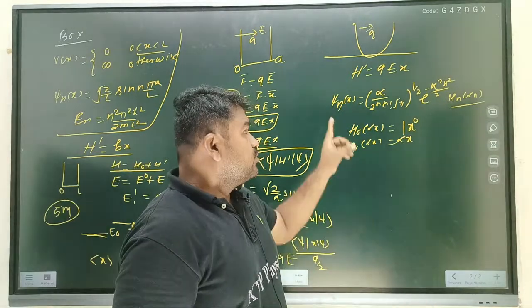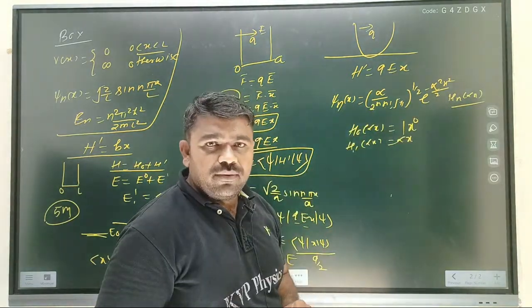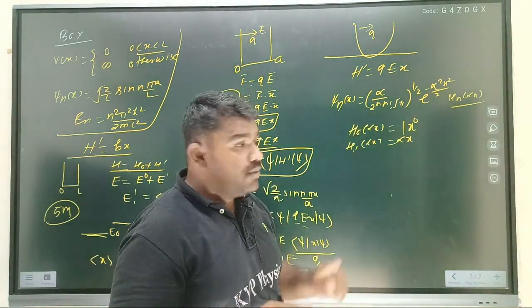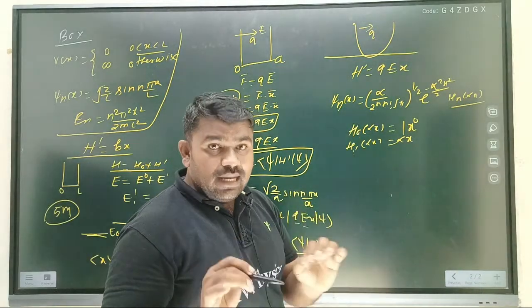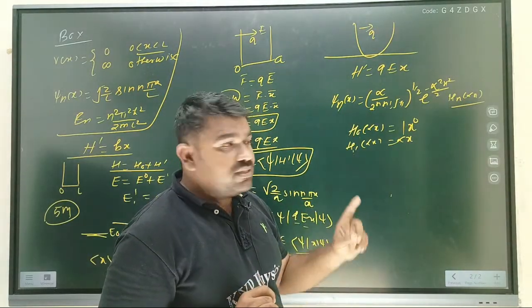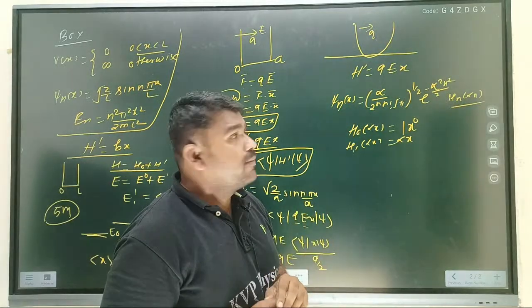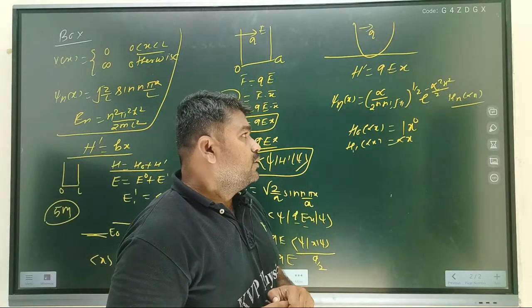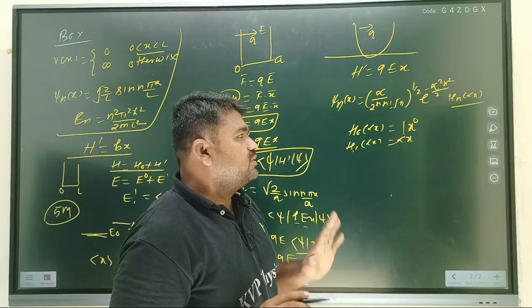Clear? This total wave function depends upon the Hermite polynomial. If the Hermite polynomial is odd, our LHO function is odd. If the Hermite polynomial is even, our function is even. Clear? Now, is this data clear? First one. Second, don't worry about this one.